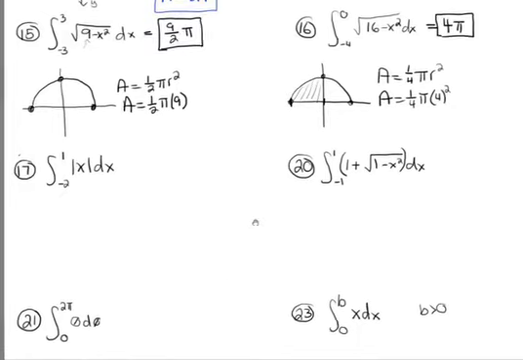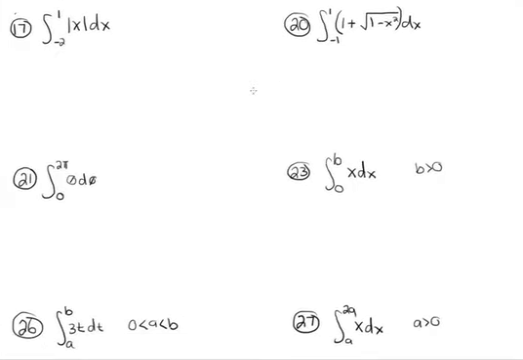Okay, number 17. We have the absolute value of x, so let's start with a sketch. And we know that that makes a V shape. And we're going to look from negative 2 to 1, which gives us two little triangles that we need to find the area of. So let's do it separately.